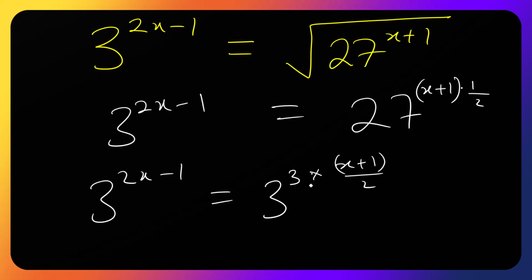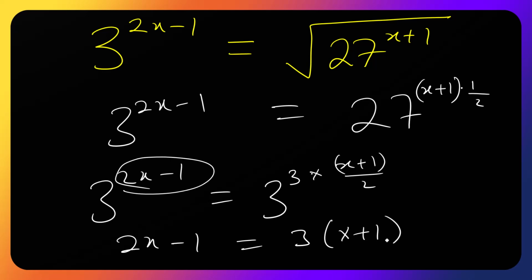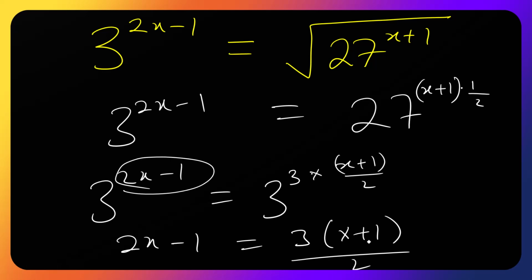Okay, so from here we can say 2x minus 1 equals to 3 times x plus 1 on 2. So we have this. So this to multiply this, that will be 4x minus 2 equals to, so 3x plus 3. Don't forget that this side over 1, so that will be cross multiplication. So we have 3x plus 3.